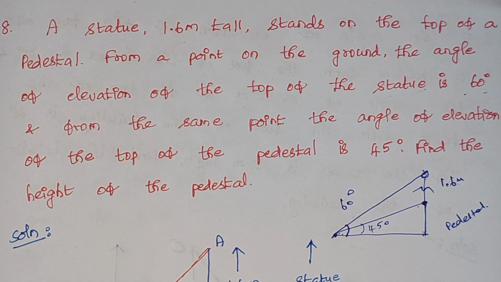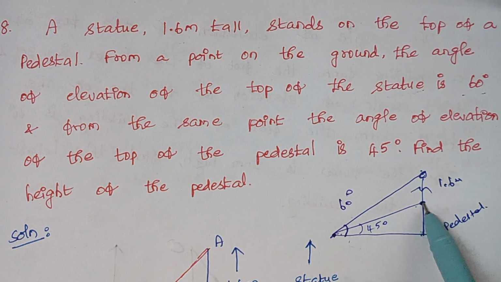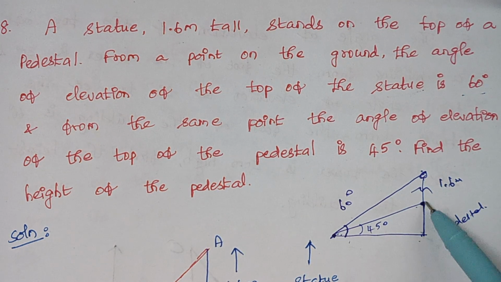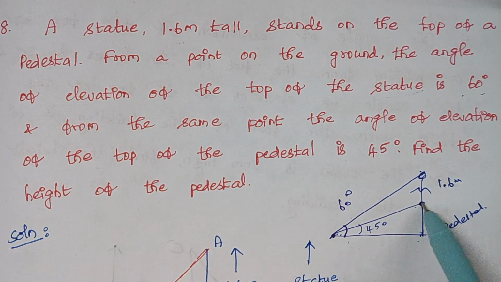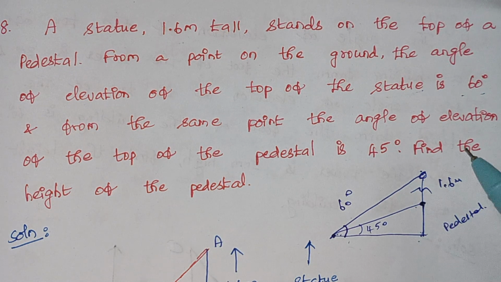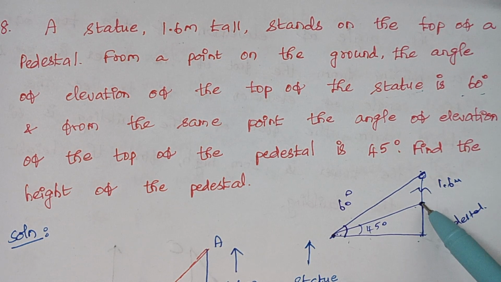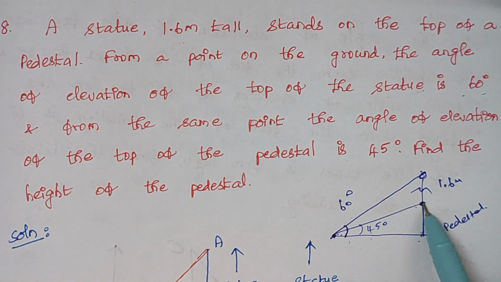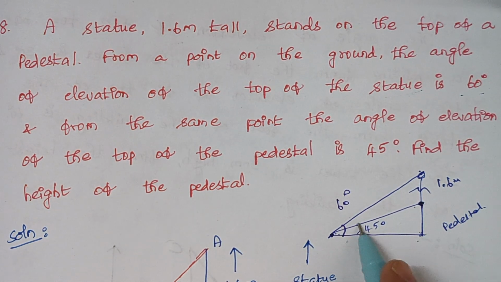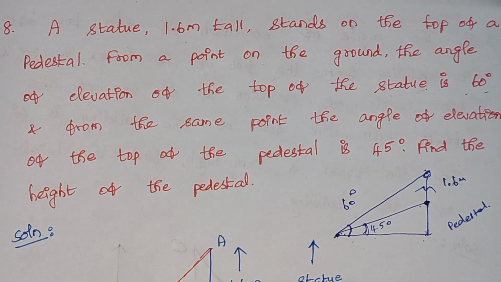So here the simple twist is, instead of telling it as the bottom point of the statue, they have told it as the top of the pedestal. Both mean the same, because only at the top of the pedestal we are placing the statue. So they could tell us that at the foot of the statue the angle of elevation is 45 degrees. It also holds the same meaning. But here just to confuse us, they have told that the angle of elevation at the top of the pedestal is 45 degrees. Now we have to find the height of the pedestal.